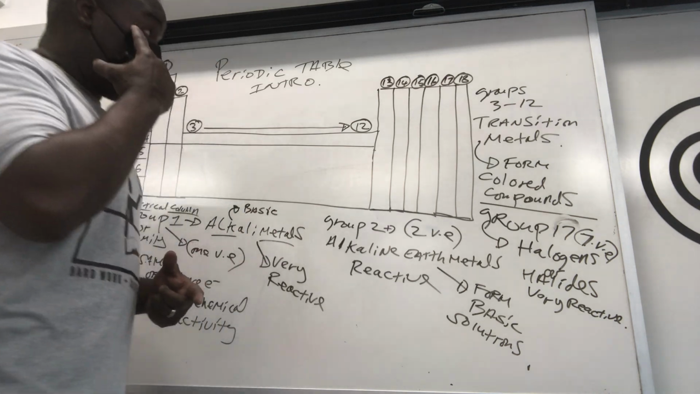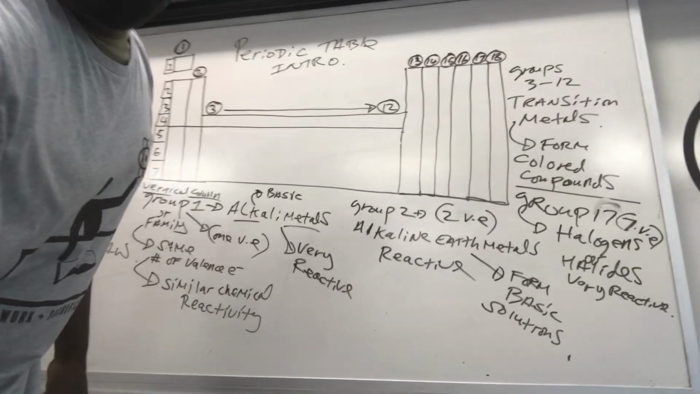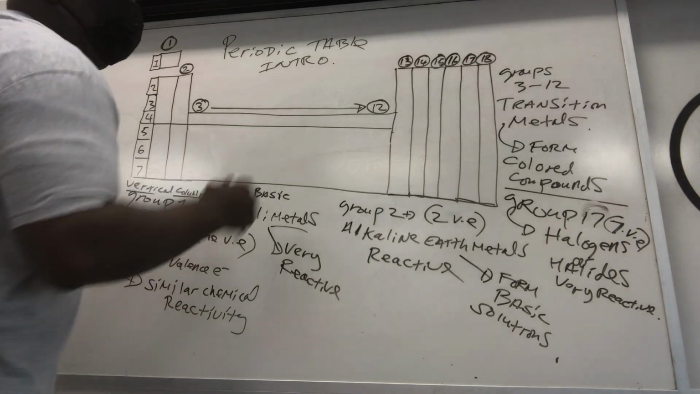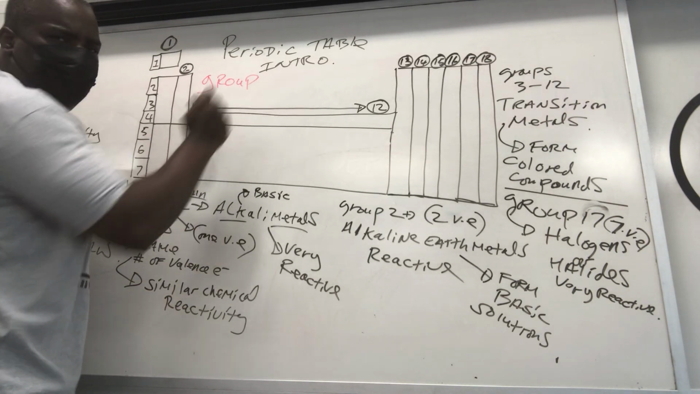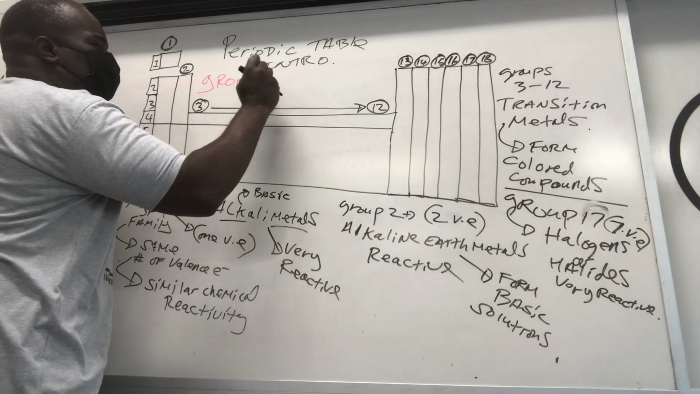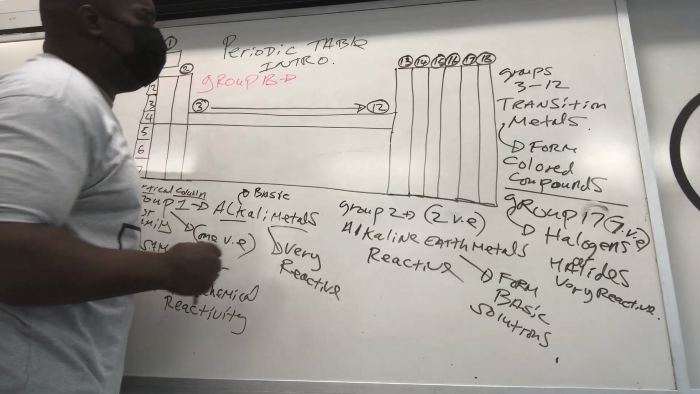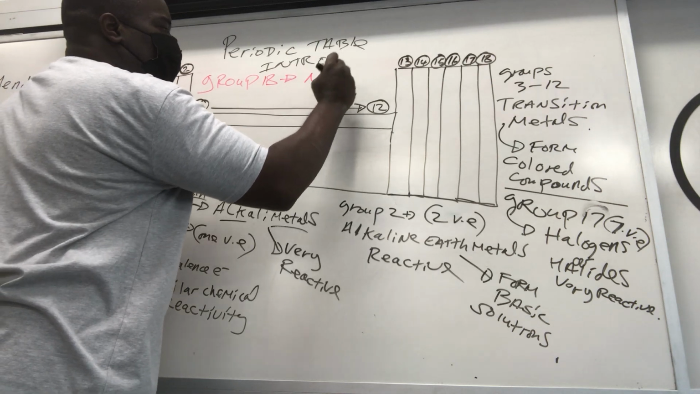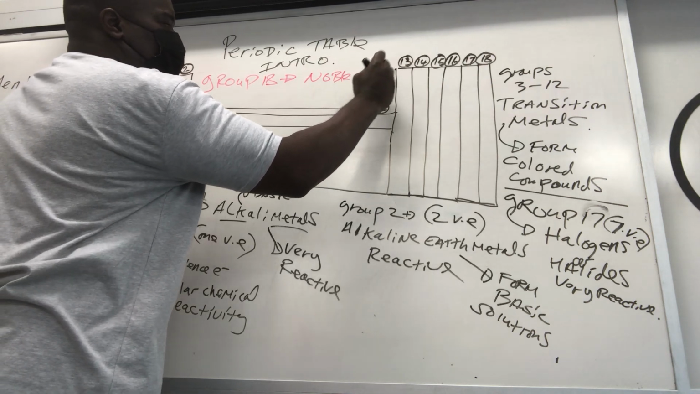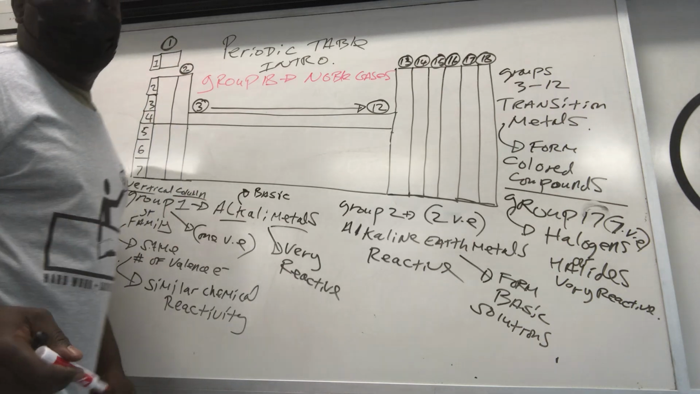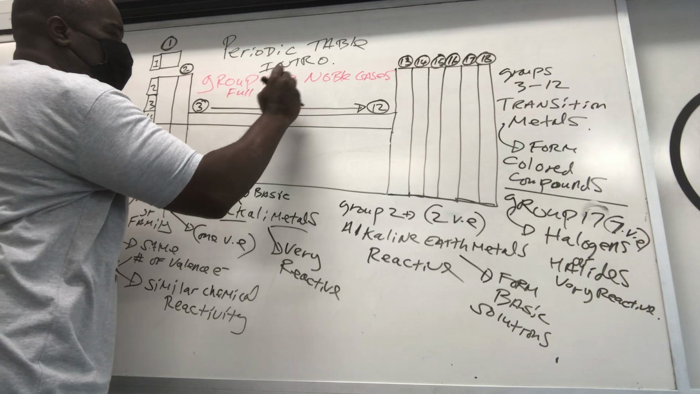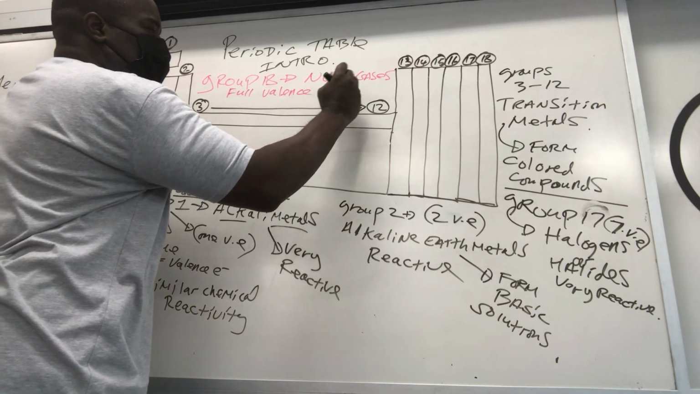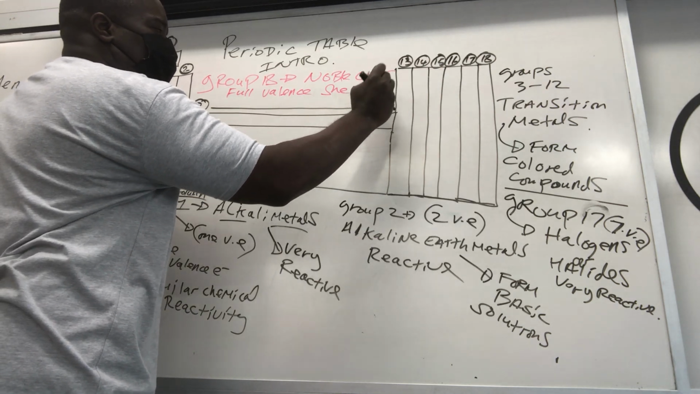Okay, no problem. So we're going to move on to group 18. I'll use a different color. Hopefully you can see this red. Group 18 are called the noble gases. Now noble gases, folks, have what? They have full valence shells. Very, very important.